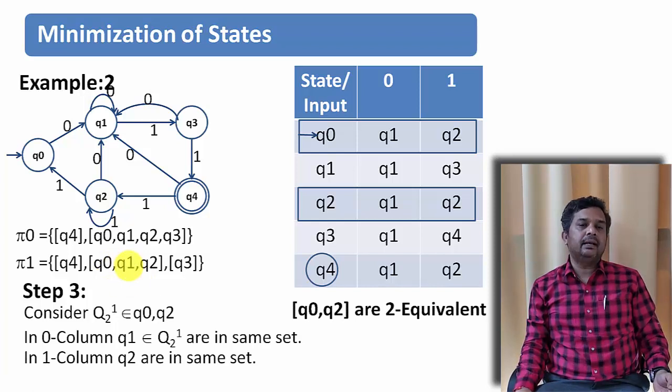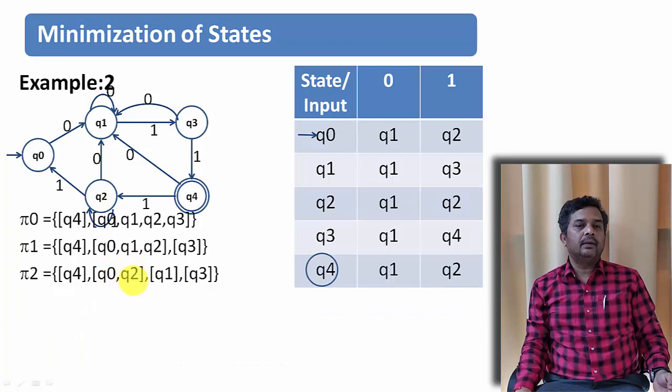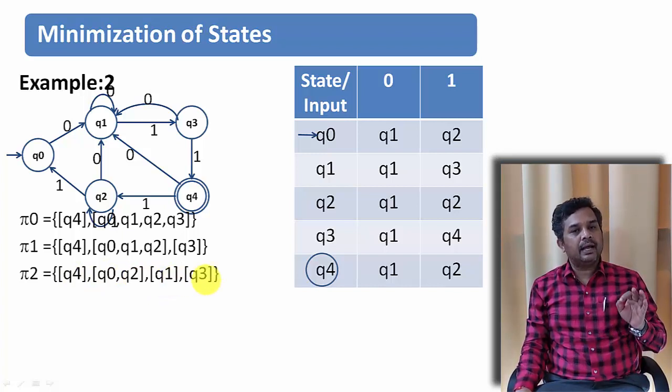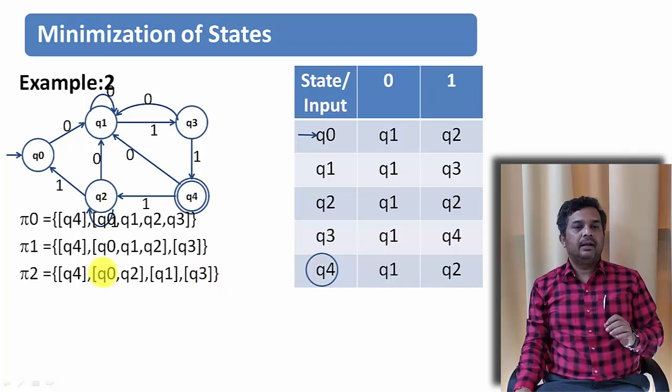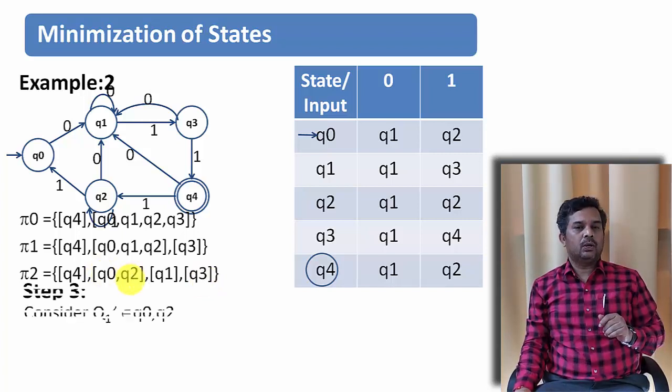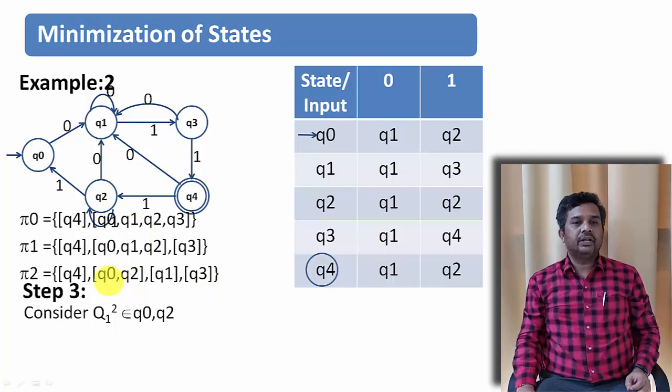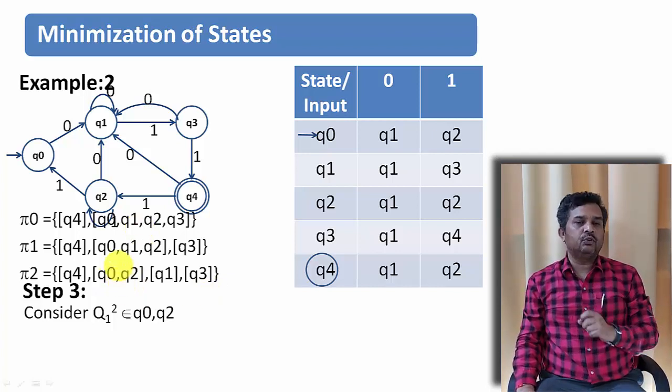From this I can take Q0 and Q2 as one partition and Q1 as another partition. Now you can see Q4 is a separate partition, Q0, Q2 is a separate partition, Q1 is a separate partition and Q3 is a separate partition. Now let us check whether Q0 and Q2 are 3-equivalent or not.